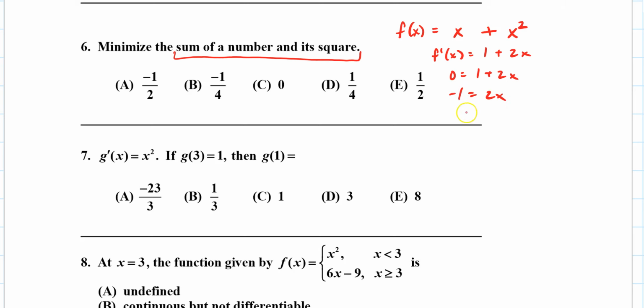Subtract 1. So negative 1 half equals x. So that's going to be my value. I'm minimizing that. So that answer is A. I don't have to check anything because that is going to minimize. I don't have any other constraints in this problem.